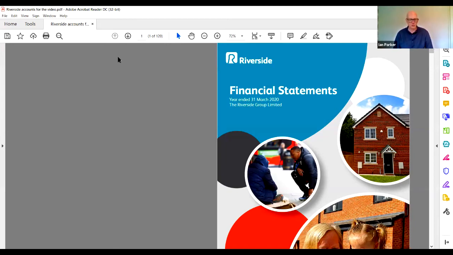As you can see on screen, I've used Riverside's financial statements for the year ended 31st of March 2020. Because they are a national provider, they have very diverse activities: general needs, supported, low-cost home ownership and outright sales. They're a group structure, and they manage around 60,000 homes. Their financial statements are a very glossy publication, about 120 pages long, which seems excessive, but there is such a lot of information in there.